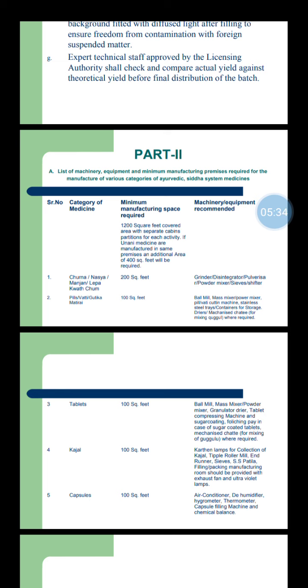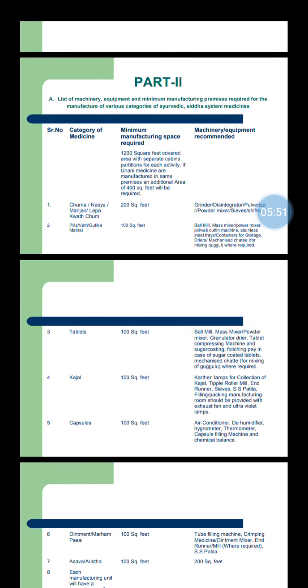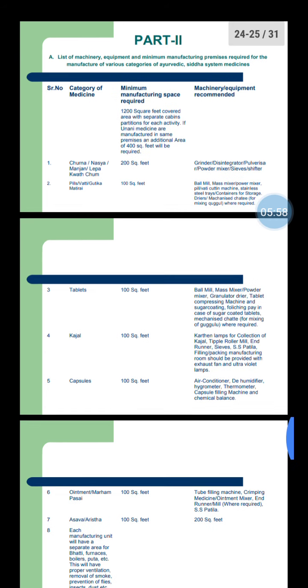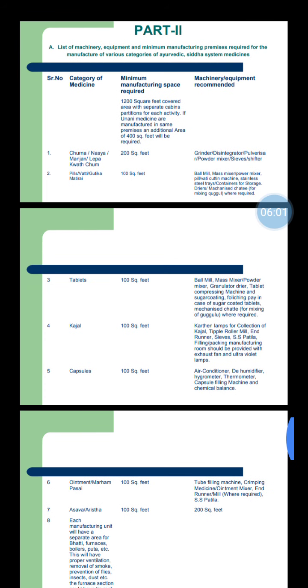The minimum manufacturing space required is 1,200 square feet covered area with separate cabin and partition for each activity. If Unani medicines are manufactured in the same premises, an additional area of 400 square feet will be required. First, kupi pakva, bhasma, kushta, lepa, churna: 200 square feet; a grinder, a disintegrator, pulverizer, powder mixture, sieve, sifter. These are the machinery required for this.